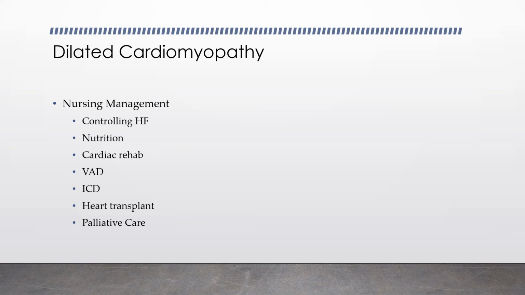VAD pumps are ventricular assist devices, and these are devices that are worn by patients who have an ejection fraction of less than 10%, and it's a device that helps the ventricle pump. An ICD would be indicated for those who have dysrhythmias, specifically ventricular dysrhythmias. With severe enough dilated cardiomyopathy, you can have an ejection fraction of less than 10%, which would put you on a heart transplant list. And unfortunately, the main goal of care for these patients is to optimize quality of life and help patients stay out of the hospital.